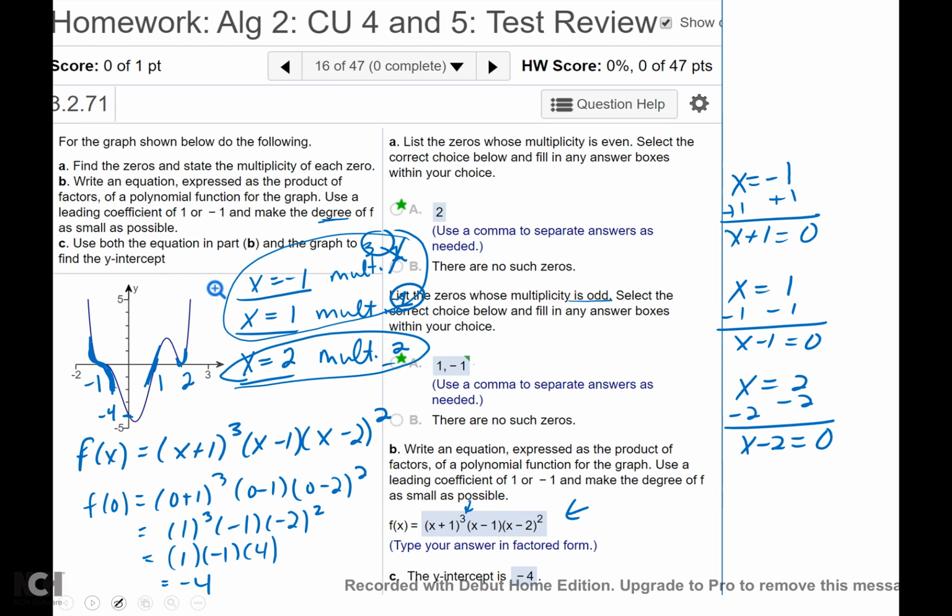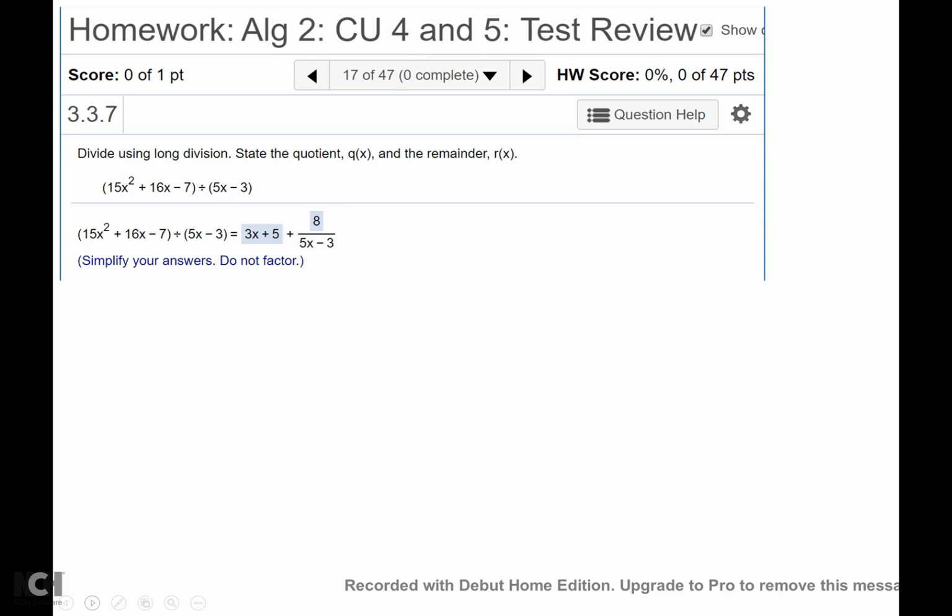Okay? Alright, it says divide using long division, state the quotient q of x and the remainder r of x. Alright, so if we're going to do long division, 5x minus 3 is on the outside. Inside we have 15x squared plus 16x minus 7.